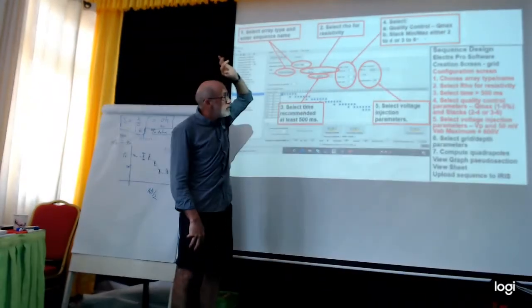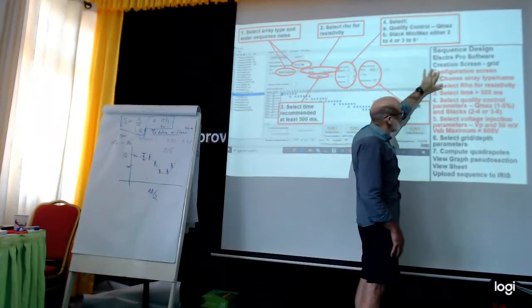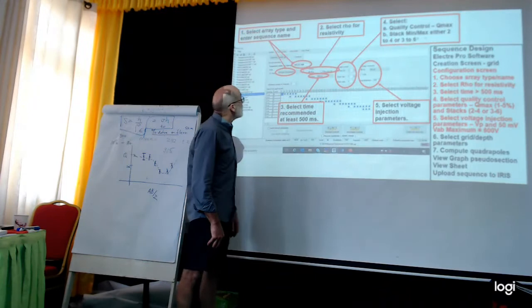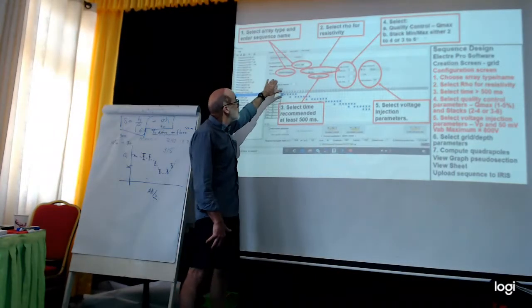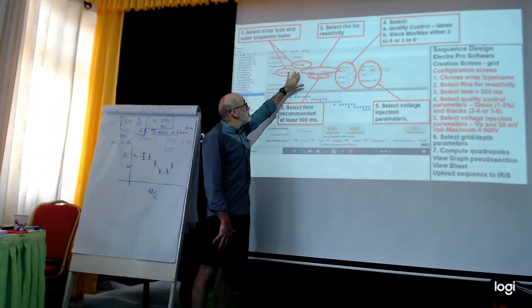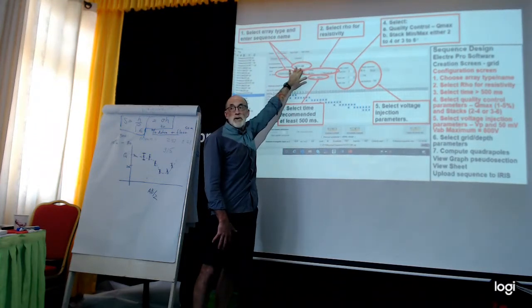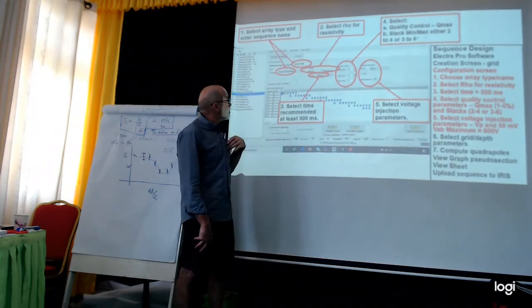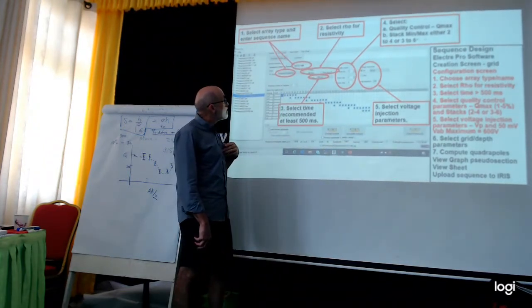And then we're doing these steps here. We select the type of array. We give a name to it so we can recognize it when we download it in the data download set.